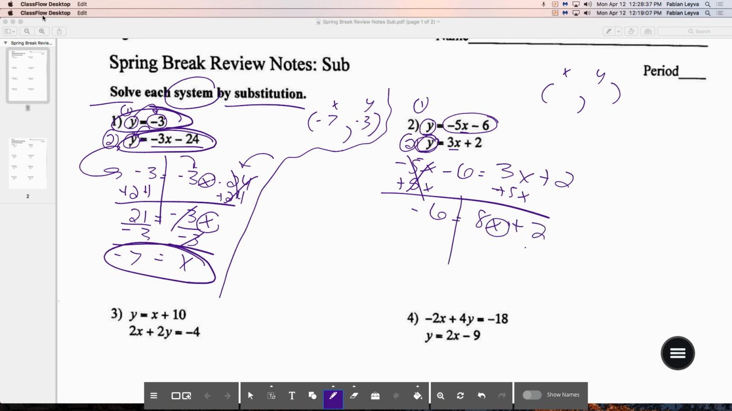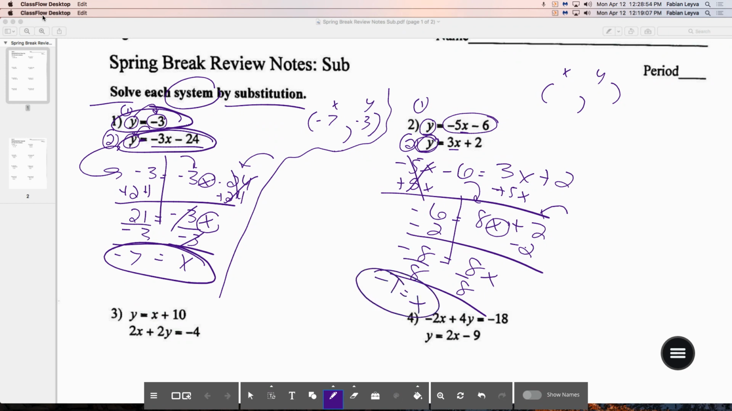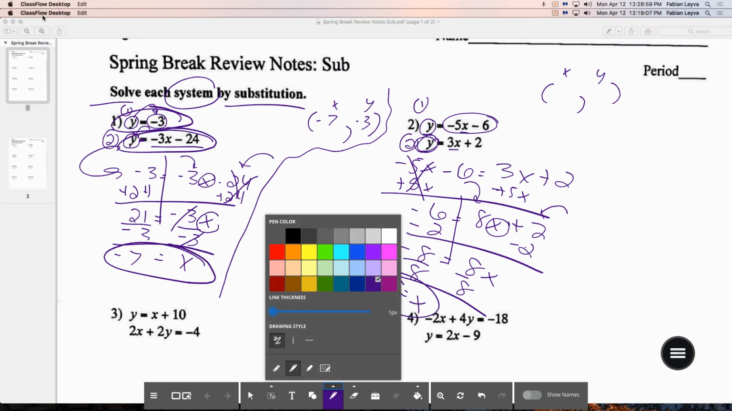Now your x is by itself. All you have to do is solve for it, a.k.a. get rid of everything else around it. Am I going to get rid of the 2 or the 8? 2, so minus 2 on both sides. You end up with the negative 8 is equal to 8x. Dividing by 8 on both sides, you finally end up with a negative 1 is equal to x. Cool? Okay.